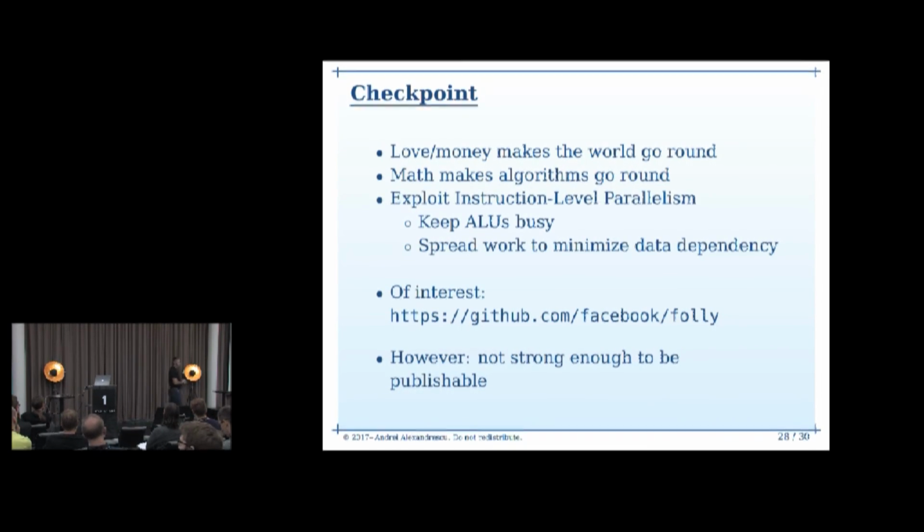That's not even super complicated most of the time. But that motivates the transformations that you can do to reduce data dependencies and to reduce the strength of operations used, right? And that's how it works. Exploit instruction level parallelism by keeping those ALUs busy. Spread work around to minimize data dependencies. The code I just showed is part of a nice Facebook library, which is on GitHub, to which I contributed a fair amount. And it has high-performance routines for this kind of stuff.